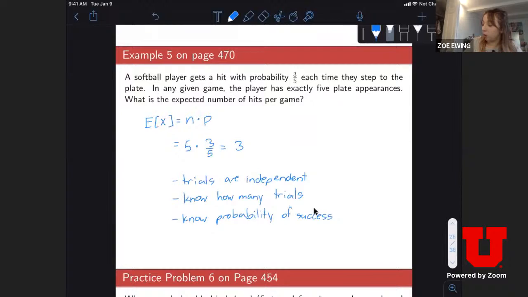And these two are where the best of 7 game kind of fails, because the trials are not independent of each other. Winning one game affects whether or not we can win the next one. And we also don't know exactly how many games there will be each time. So this only works because we know there will be exactly 5 plate appearances with probability 3/5. Okay.